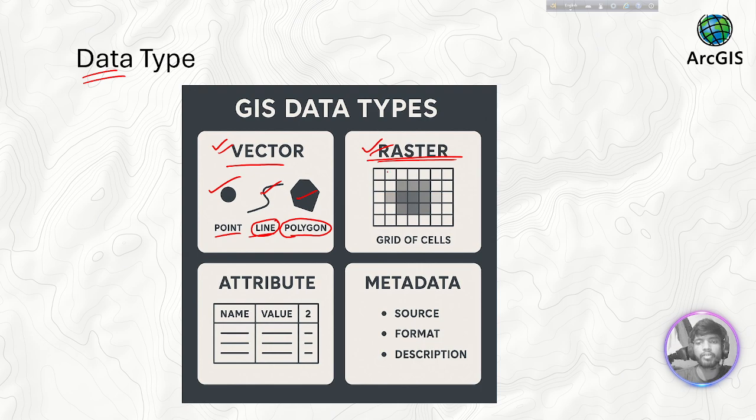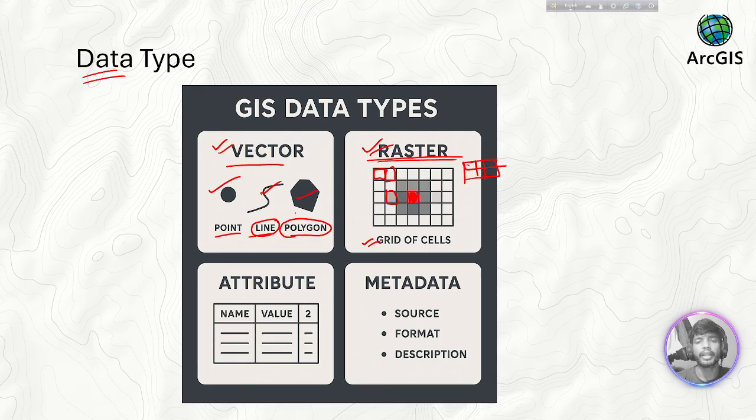Raster means pixelated values. This square shape is a pixel. This is a pixel, this is another pixel, and this is another pixel. These values are defined for the whole cell. This whole pixel is called a cell, and this is the grid of cells.